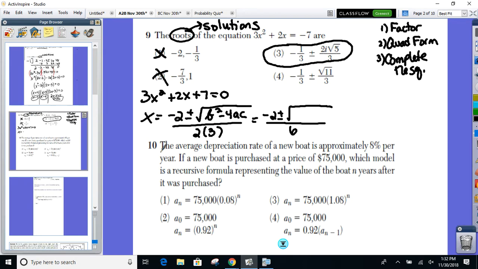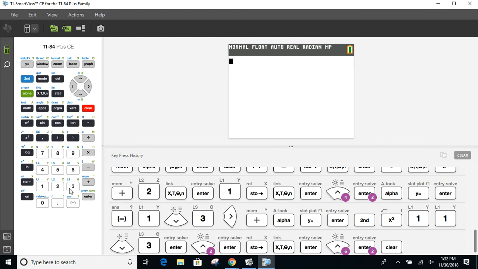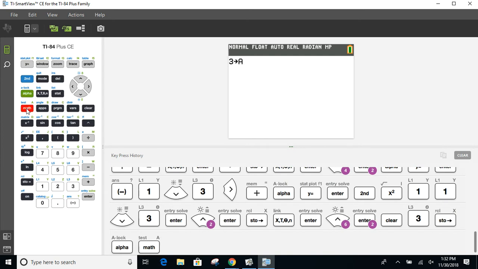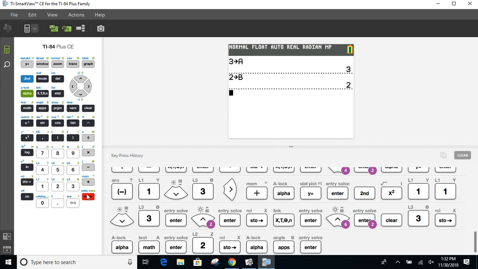Now you can't just substitute an X here. It's got to be an A. So take 3, store it. Now everyone see A right here above math, so you got to go alpha math. Take 2, store it in for B, which is right next to A above apps. And then our C value of 7, right next to B. So take 7, store it in for C.